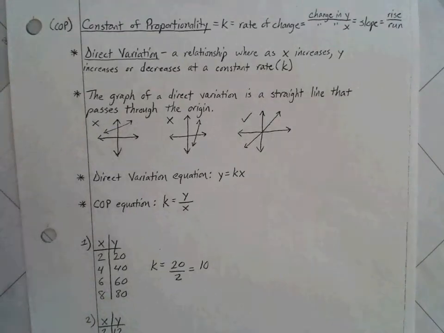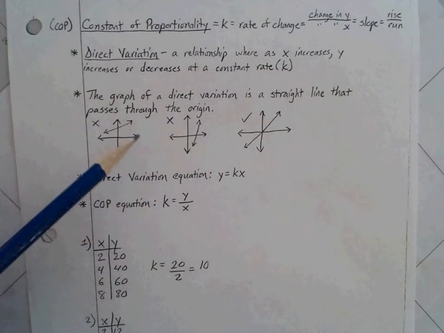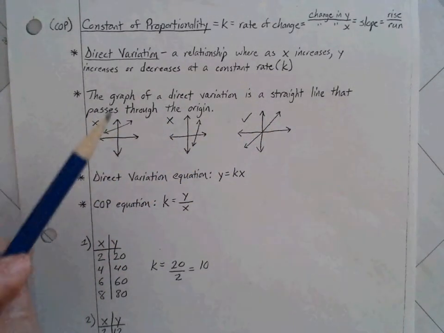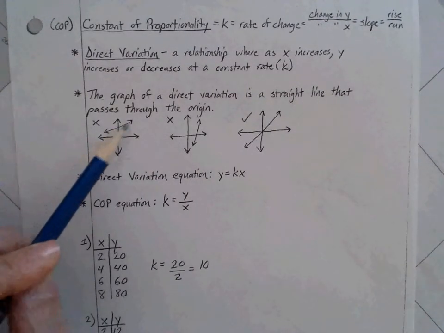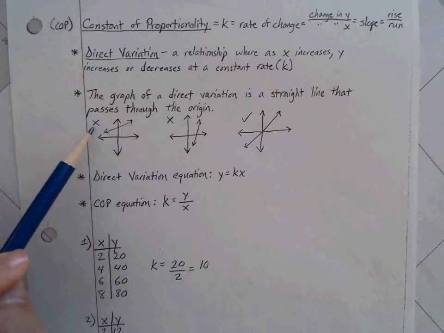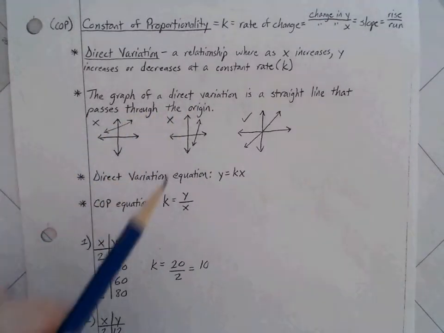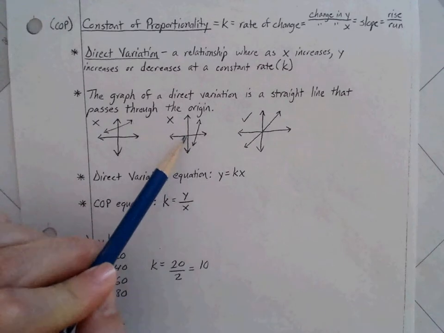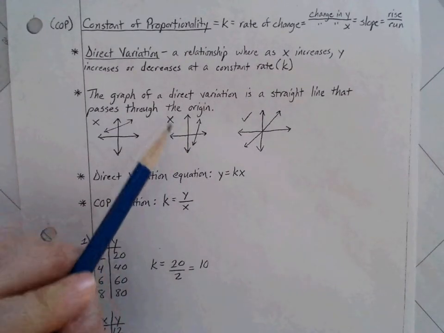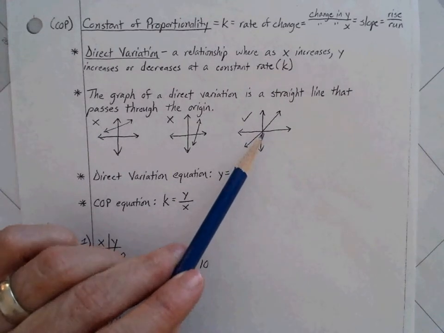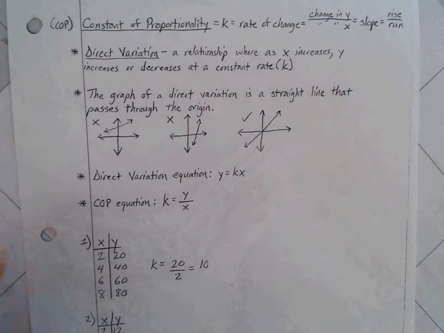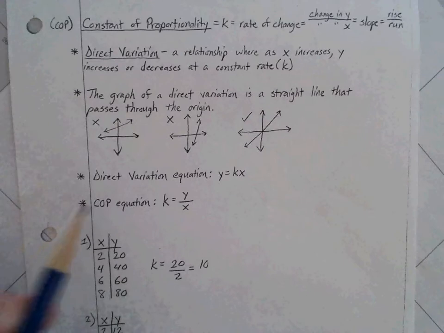It says the graph of a direct variation equation is a straight line that passes through the origin. Remember, the origin is point 0, 0 on a coordinate plane. Here you see this line is not passing through the origin, so I put a little X saying no, it is not a graph of direct variation. Same thing over here. This is a straight line, but it's not going through the origin, so that is not a direct variation graph. This one is a direct variation graph because it's a straight line that goes through the origin. So when you see some problems later on, remember this little piece of information to help you solve some of those problems.